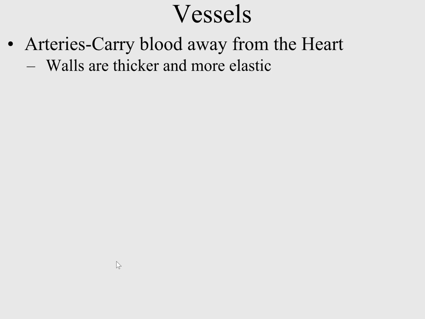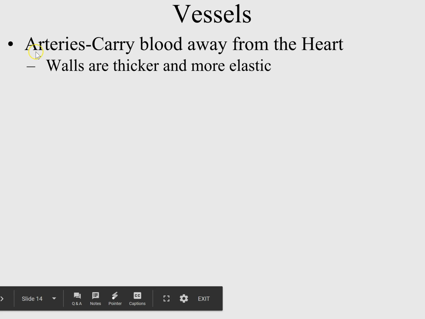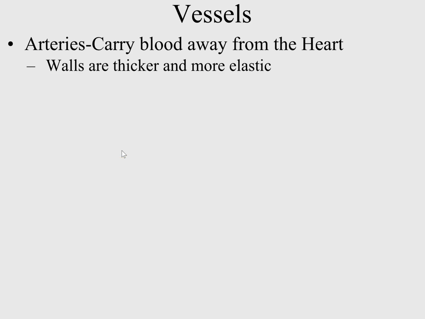All right, let's see, we're almost getting there. Vessels. All right, so we're just going to do very basic vessels for now, and then we'll go into the structure a little bit later. For now, you just need to know that arteries carry blood away from the heart. So arteries are away. These are going to be thicker and more elastic because they're going to have to withstand a little bit higher pressure, because this is when blood is barely pumped by the heart. So it's going to have a lot more force with it.